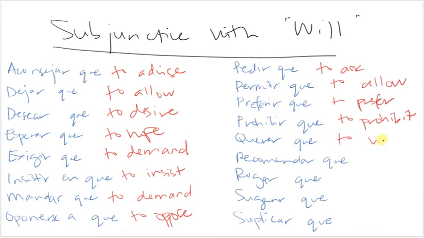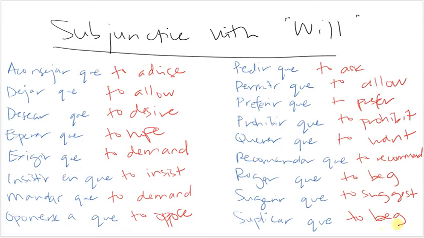Querer que, to want someone to do something. Recomendar que, to recommend that somebody does something, and recomendar is a stem changer, so it's going to be yo recomiendo, tú recomiendas. Rogar que is to beg somebody to do something. Sugerir que is to suggest that somebody does something. So that's also a stem changer. Yo sugiero, tú sugieres. And suplicar que is also to beg somebody to do something. So these are all the things that you want to remember that always trigger the subjunctive. If they're followed by que and they have another subject, it's always going to be triggering the subjunctive.